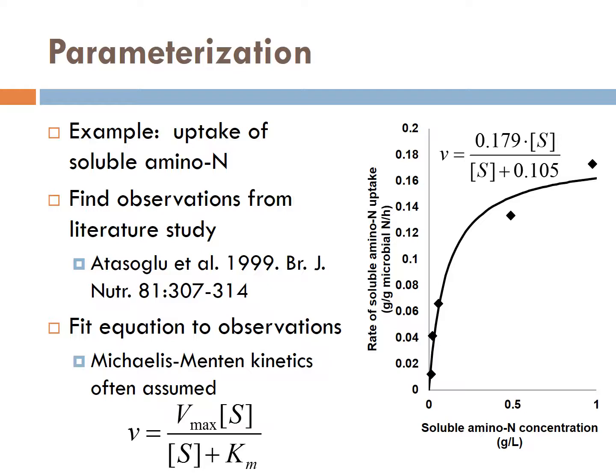We then fit an equation to those observations, often assuming Michaelis-Menten kinetics with the equation form below. To the right, we see with amino nitrogen uptake that Michaelis-Menten kinetics indeed fits the observations well. After we determine the parameter values, as we see at the right, we take them and put them into the model. We continue this process until all parameters in the model have values.